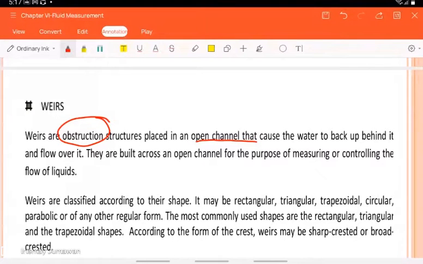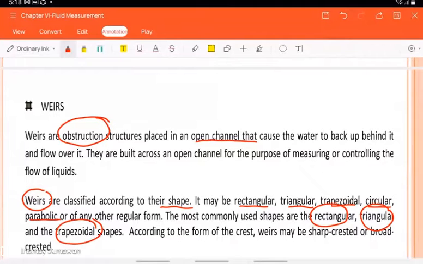From the weir, that is the data that we need in order for us to determine the discharge. So we can classify weirs based on their shape. So we have triangular, trapezoidal, circular, parabolic, or any other regular form. But the most common shapes are the rectangular, triangular, and trapezoidal in shapes. But there are some formulas for this weir.